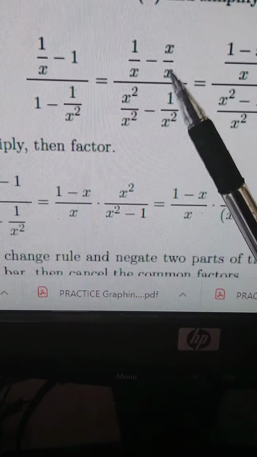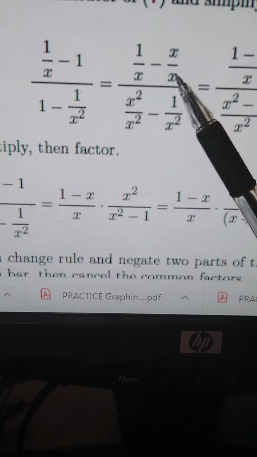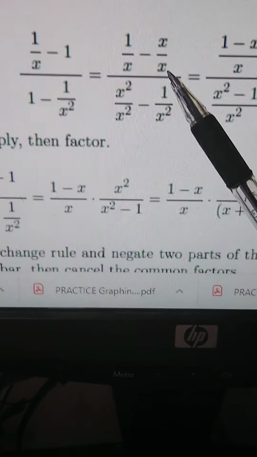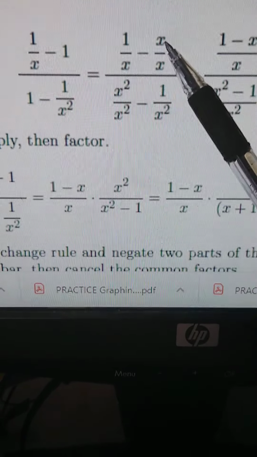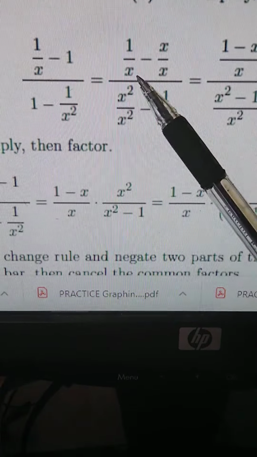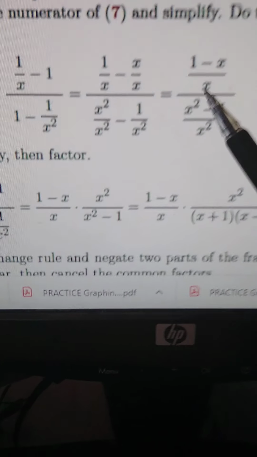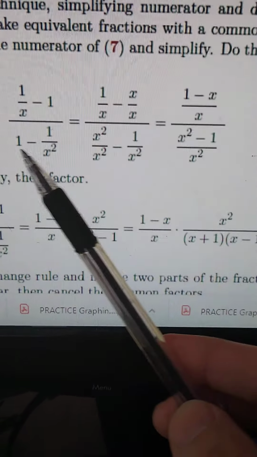So now they have a common denominator, and 1 is x over x, which is anything divided by itself is 1. So that's equivalent. So what I end up with is 1 minus x in the numerator over the common denominator of x.